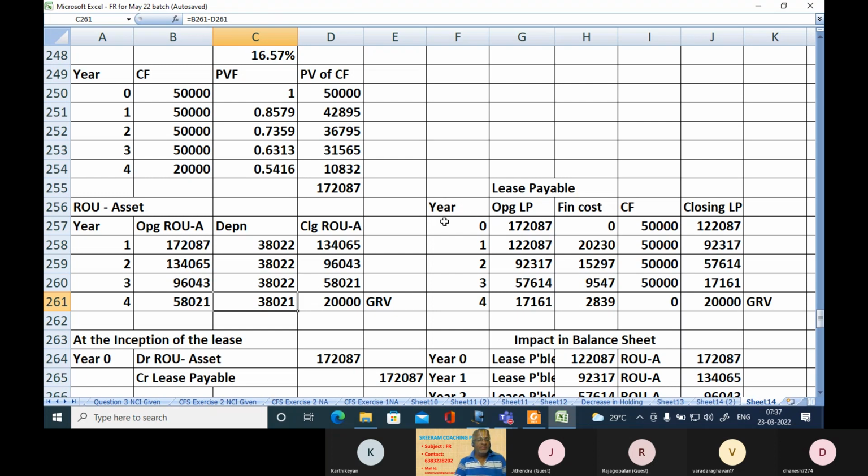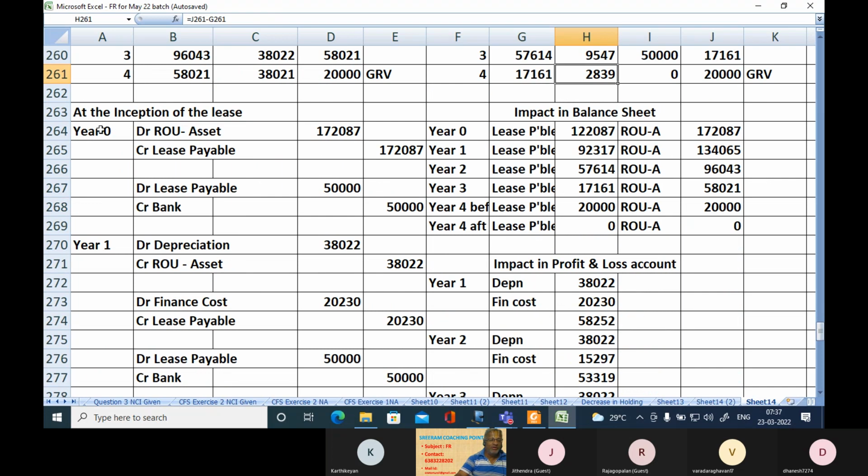Lease payable, where this table has got to be started from year number 0 going up to year number 4. So 5 rows you will be having. So this is the working, and this is an adjusted figure. So 20,000 minus 17,161. So when you pass journal entry, you have to pass journal entry from year 0. This is the inception and the first installment getting paid now.